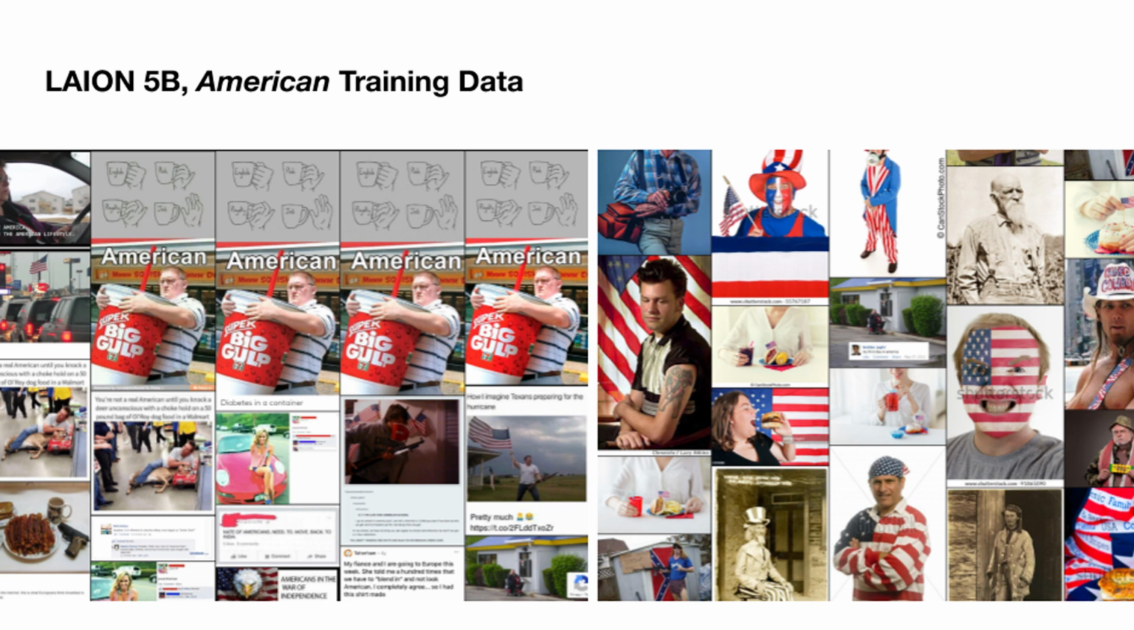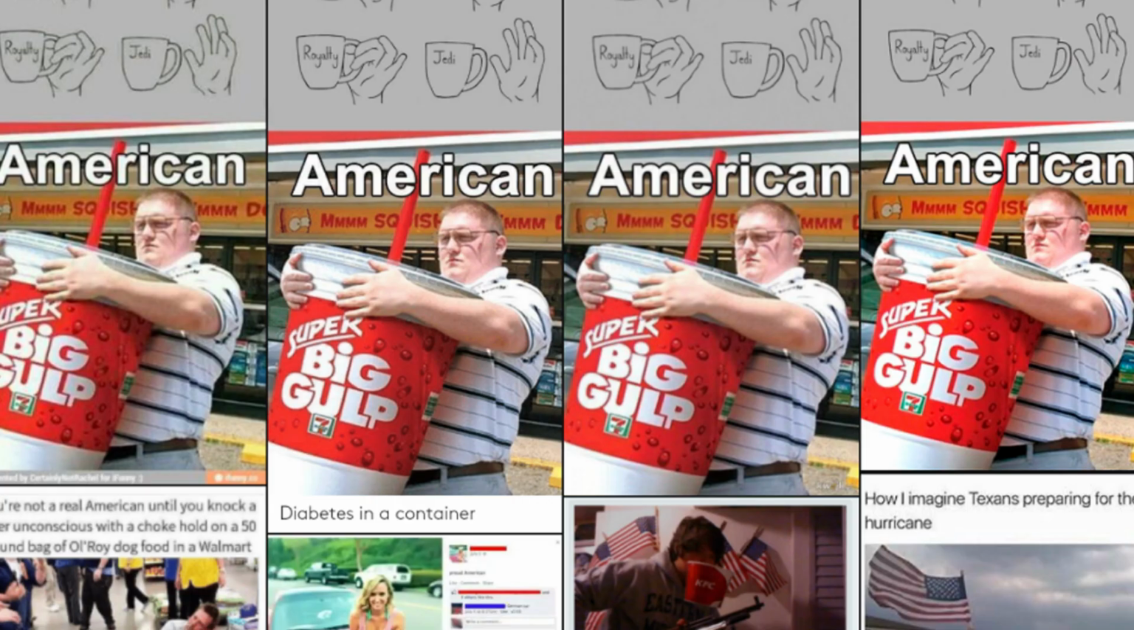This is what we get if we go and look at the data in LAION for American. So what do we notice here? Well, we see the same image repeated 4 times in a meme, and it's this man holding a big gulp from 7-Eleven. So let's think about that one.